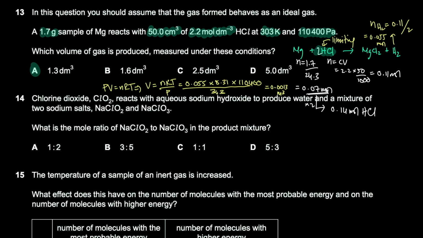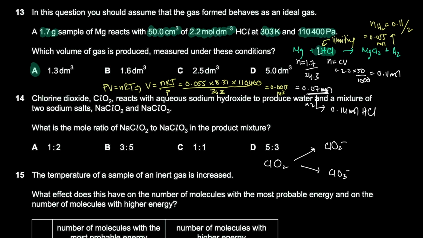Chlorine dioxide reacts with aqueous sodium hydroxide to produce water and a mixture of two sodium salts, NaClO2 and NaClO3. What is the mole ratio of NaClO2 to NaClO3 in the product mixture? So here ClO2 is being converted to ClO2 minus and ClO3 minus, because again, Na is 1 plus.